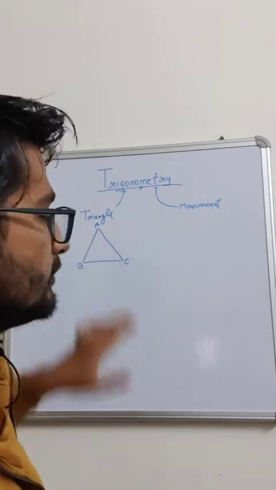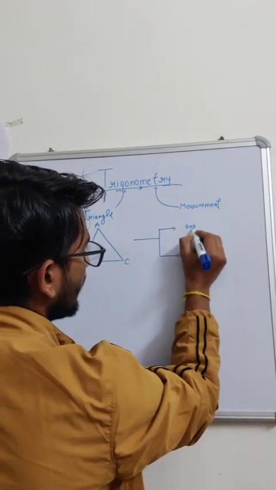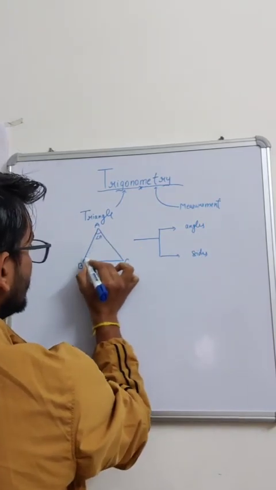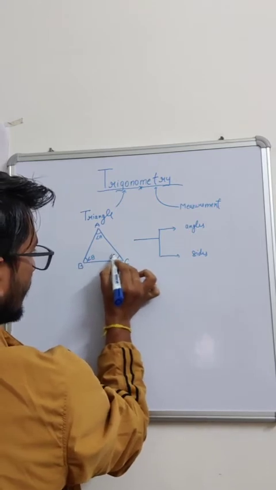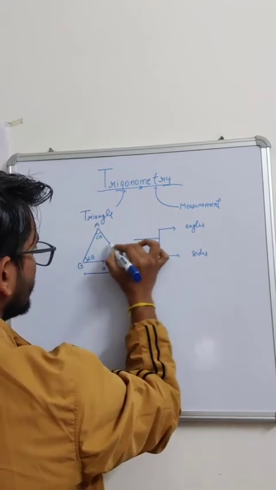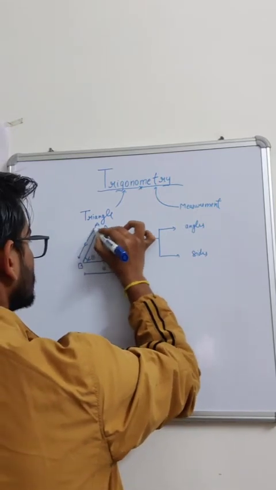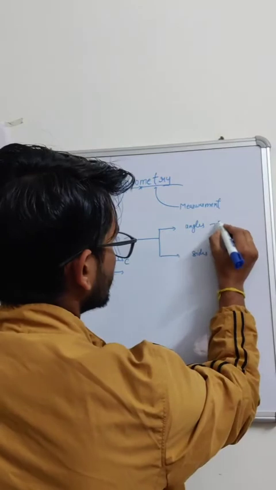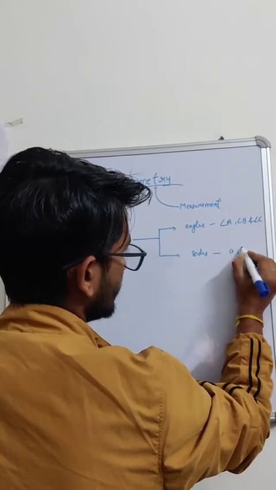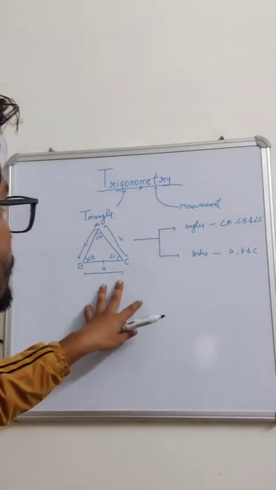This is a triangle, and what we measure in this, we basically deal with these two things: angles and sides. Let me give the names of these angles: angle A, angle B, angle C, and the sides: this small a, this side small b, and this small c. So here we learn how to calculate angles A, B and C, and the sides a, b and c, the lengths of these sides. This is basically what we do in trigonometry.